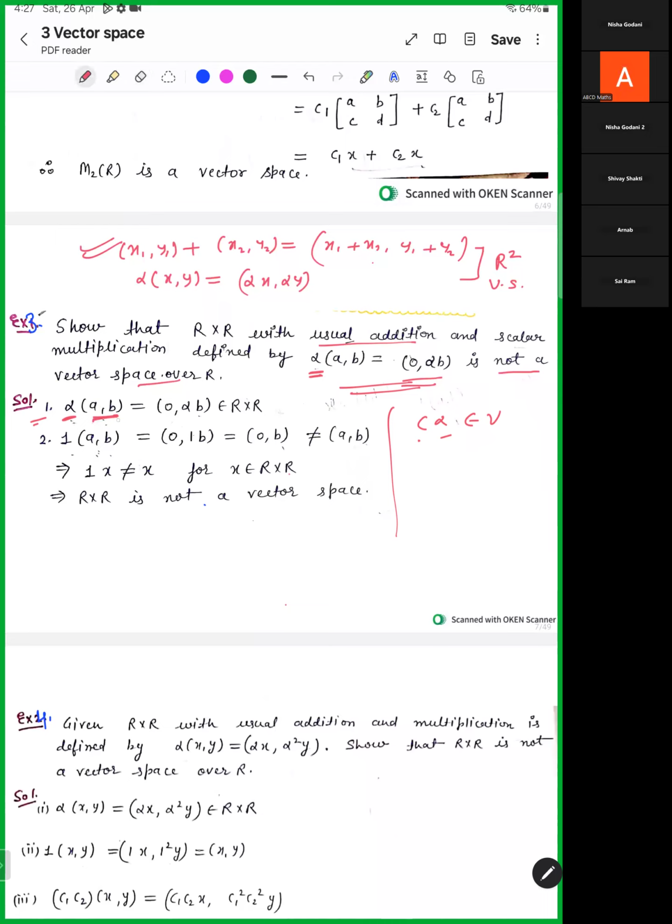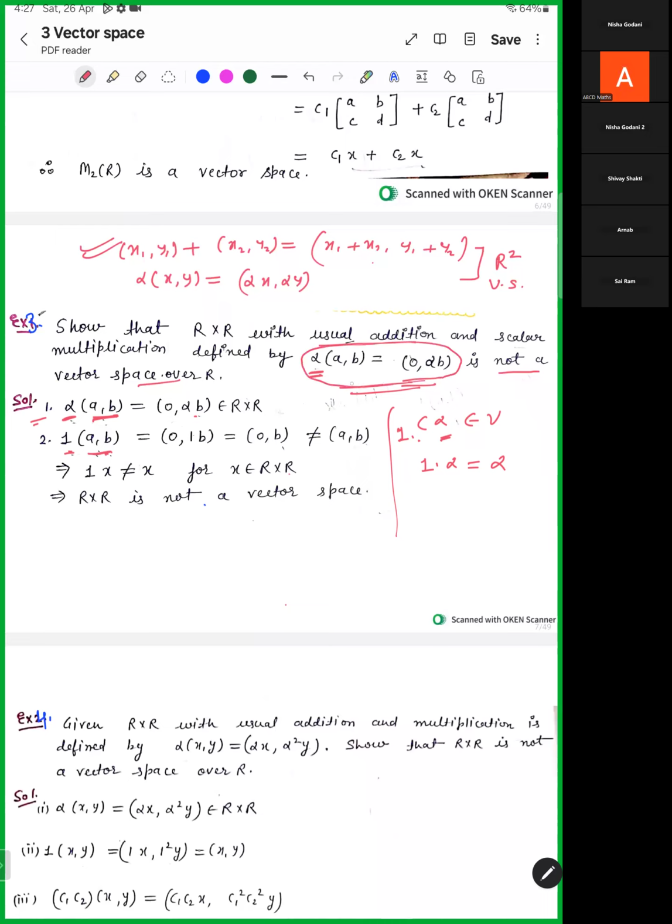Now alpha into a comma b, according to the definition given in the question, is 0 comma alpha b, which belongs to R square. R cross R means R square. So this is okay, because the first axiom says that c alpha belongs to V. Now the second one is that 1 into alpha is alpha. If you multiply a vector by 1, we must get that vector back. Here the vector is a comma b and 1 is a scalar. Now what happens if I multiply by 1 in a comma b? We have to multiply according to the given rule.